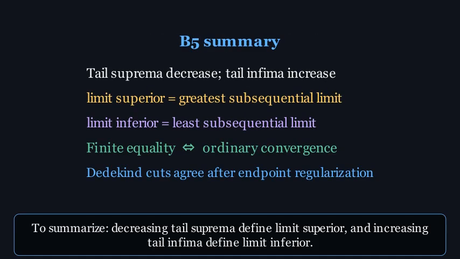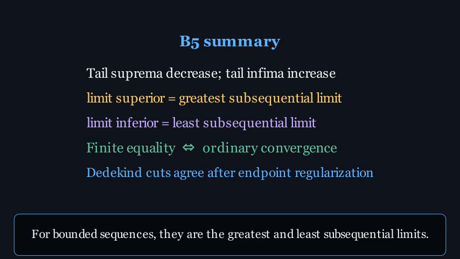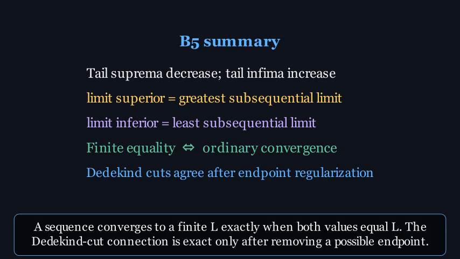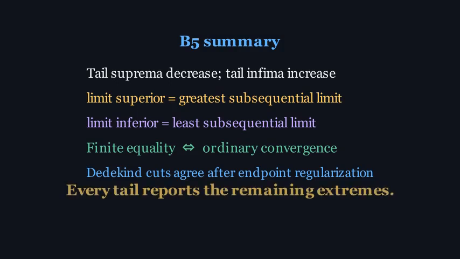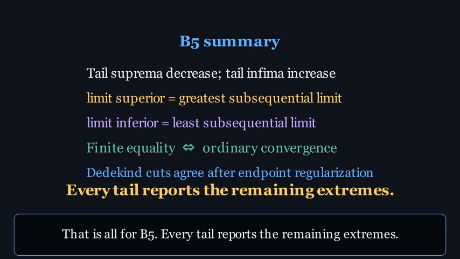To summarize, decreasing tail suprema define limit superior, and increasing tail infima define limit inferior. For bounded sequences, they are the greatest and least subsequential limits. A sequence converges to a finite L exactly when both values equal L. The Dedekind cut connection is exact only after removing a possible endpoint. That is all for B5. Every tail reports the remaining extremes.